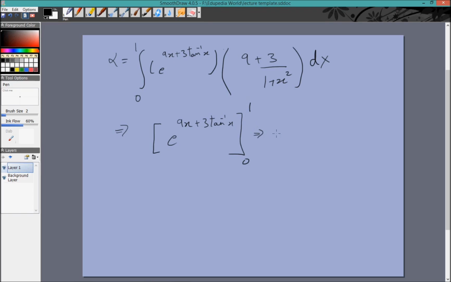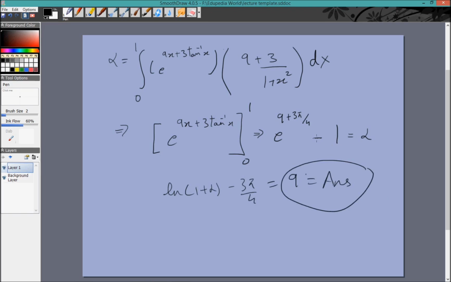So for 1 it will be e to the power 9 plus 3 pi by 4, minus for 0 it will be 1, right? So this is alpha. So alpha plus 1 will be e to the power 9 plus 3 pi by 4. So we need to find out ln of 1 plus alpha minus 3 pi by 4. So we can easily see that that is equal to 9. We take 1 plus alpha, the log of that will be 9 plus 3 pi by 4. You subtract 3 pi by 4 and you'll get 9. Right.